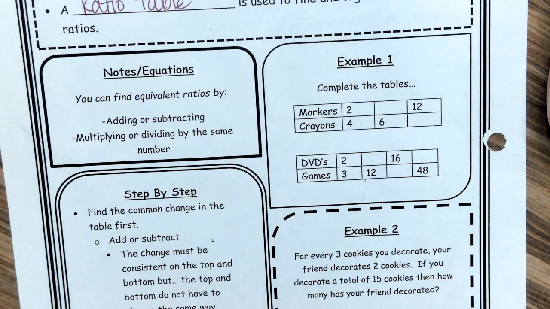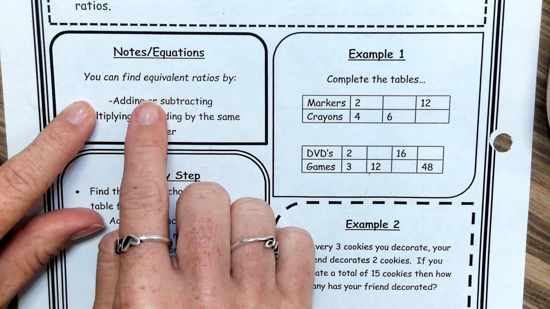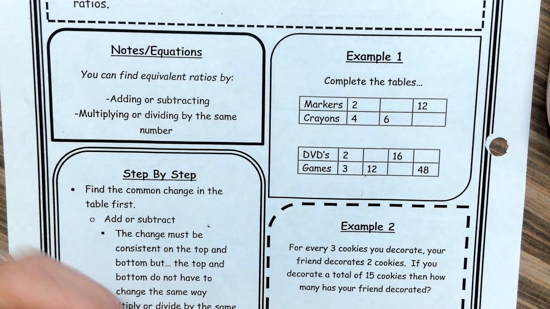All right. Right here, it says you can find equivalent ratios by adding or subtracting or multiplying or dividing the same number.